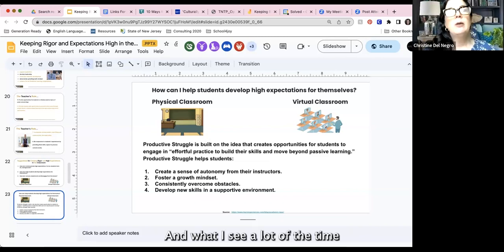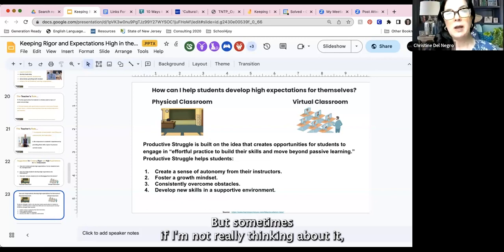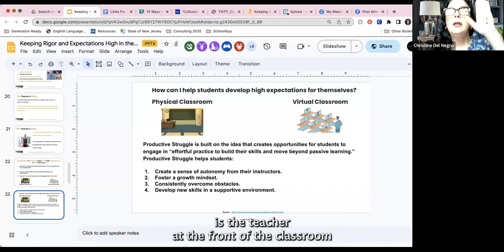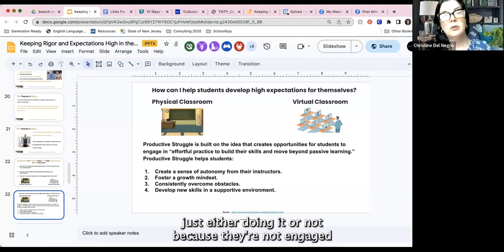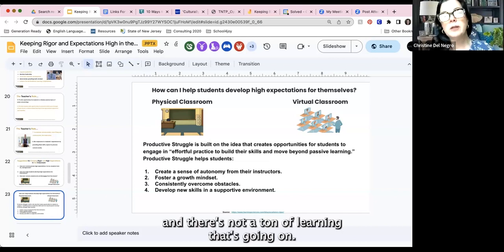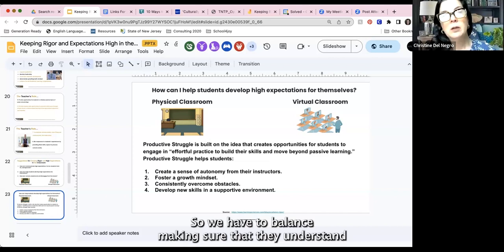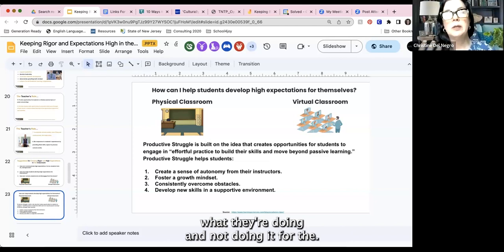And what I see a lot of the time, I've done it myself, I still do it sometimes if I'm not really thinking about it, is the teacher at the front of the classroom telling the students what to do, and the students just either doing it or not because they're not engaged, and there's not a ton of learning going on. So we have to balance making sure that they understand what they're doing and not doing it for them.